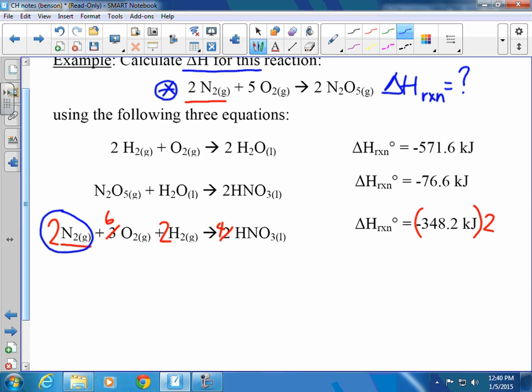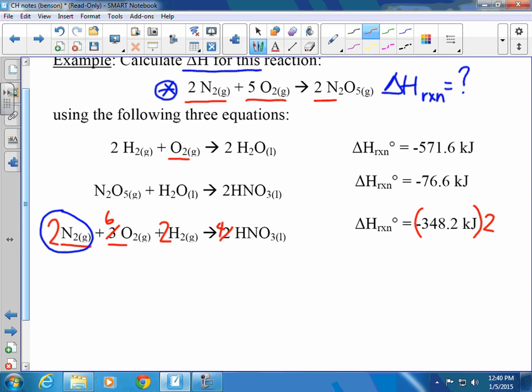Now I need to have 5 oxygen. So if we take a look at the second one here, I need to have 5 oxygen on the reactant side. Now because I have oxygen in a couple different spots, I might leave that one to last just to see, because right now I have 6 oxygen here and I have 1 oxygen here, so I have 7 on the left-hand side. So let's go on to the next one. It doesn't matter what order we do this in.